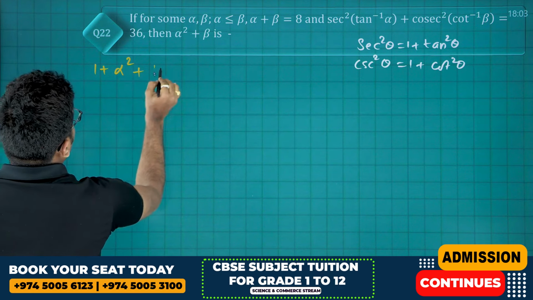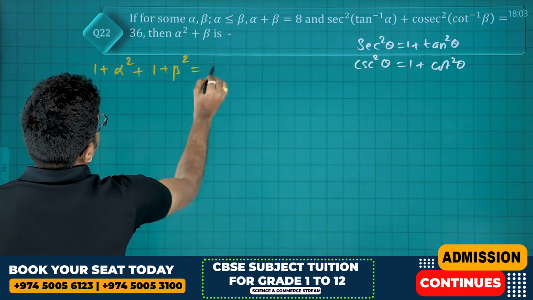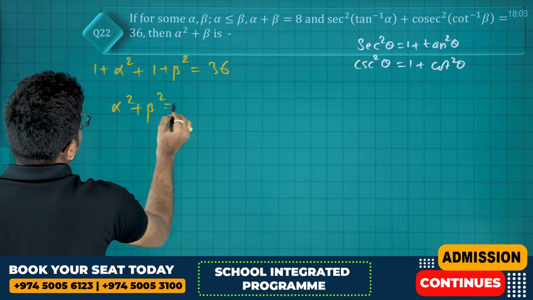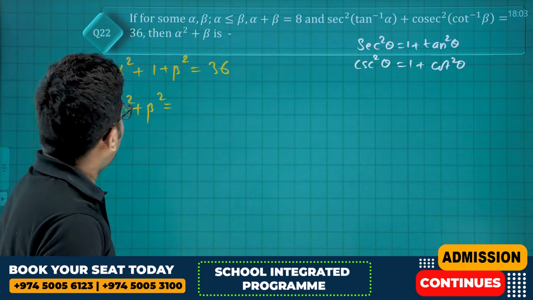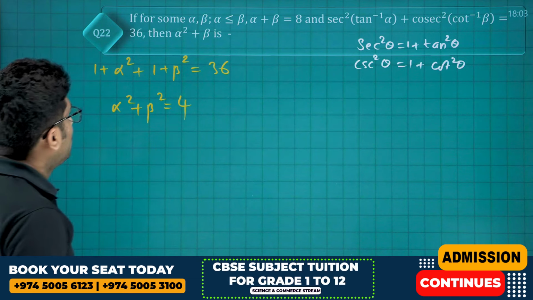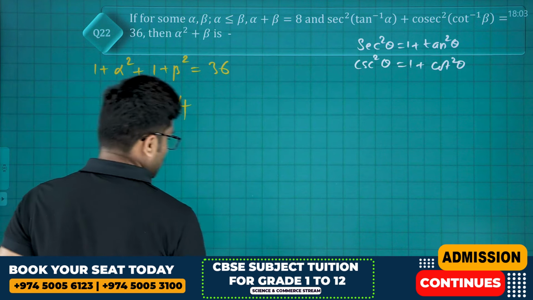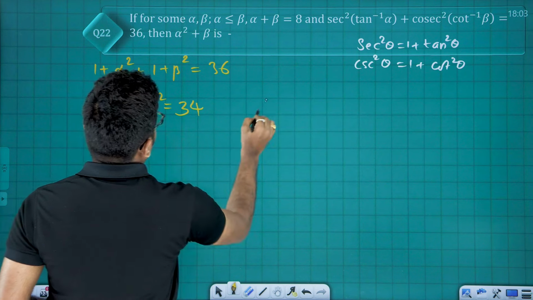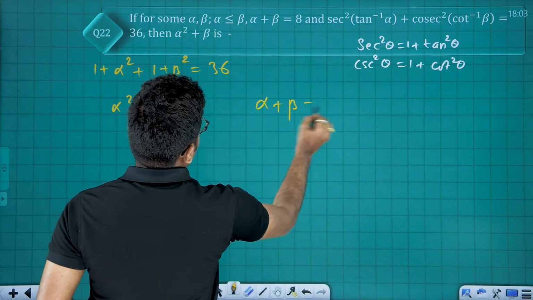square, plus 1 plus beta square is equal to 36. Alpha square plus beta square is equal to 34. This is equal to 34. Alpha plus beta is equal to 8.